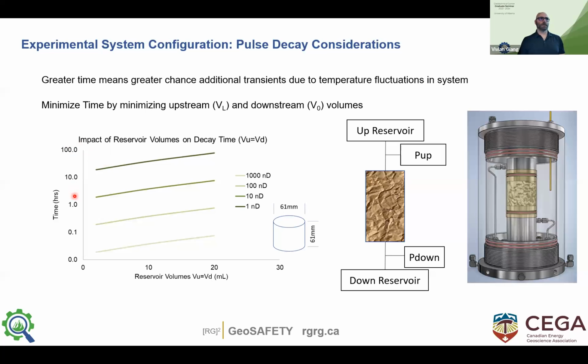Again, time is your biggest enemy, because the longer the test is going, the longer the specimen's in the system, and the more temperature may come into play if you do not have extremely good control on temperature. So this direction here is decreasing permeability. The top one is 1 nanodarcy. The smaller you can get this volume, you can get your test time down to 10, 20, 30, 40 hours for very low permeability.